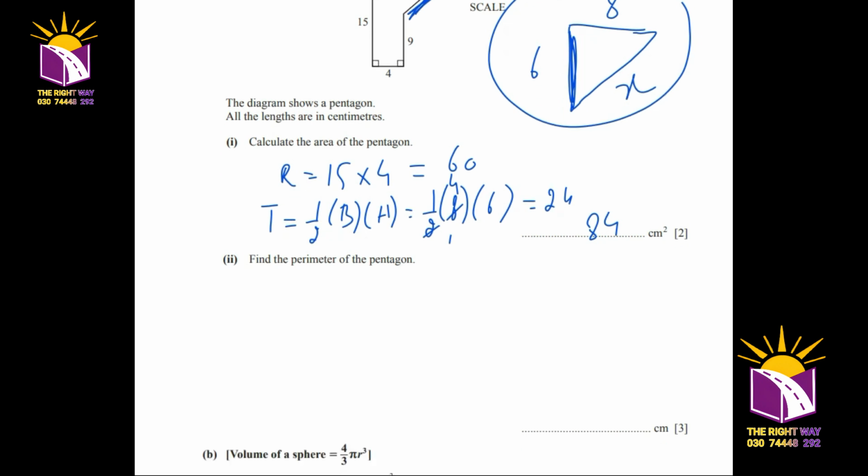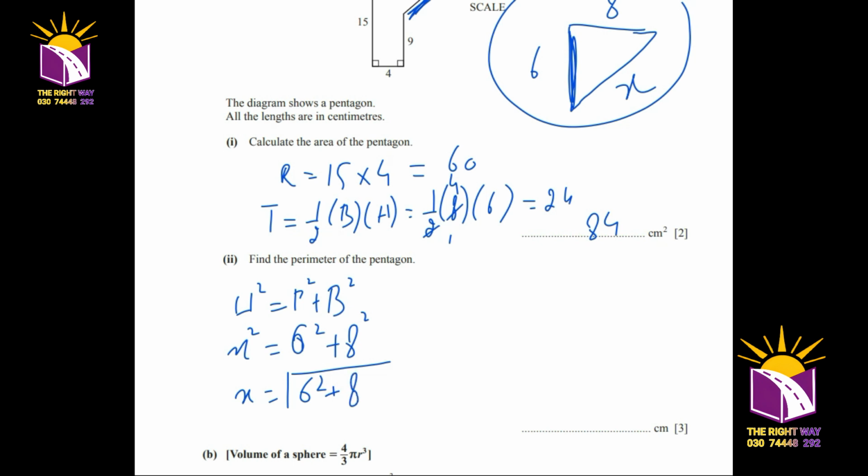It is my hypotenuse because it is a right angle triangle, and hypotenuse square is equal to perpendicular square plus base square. So X square will be equal to 6 square plus 8 square, and X will be equal to under root 6 square plus 8 square. So 6 square plus 8 square, square root, answer will be 10. So it will be 10.